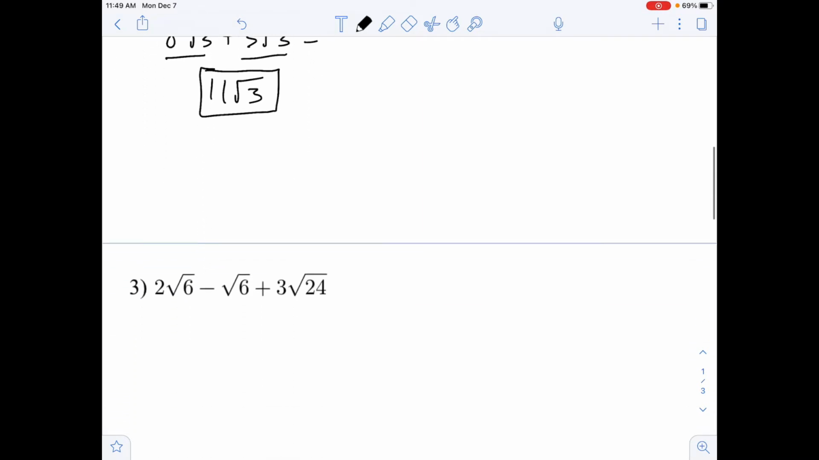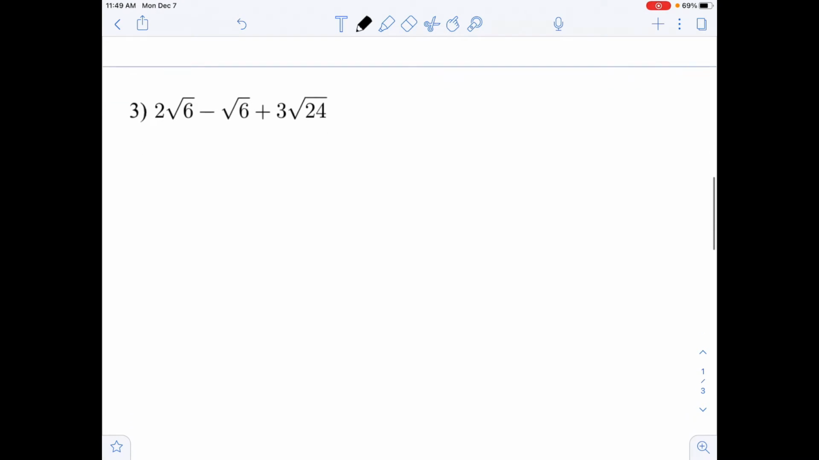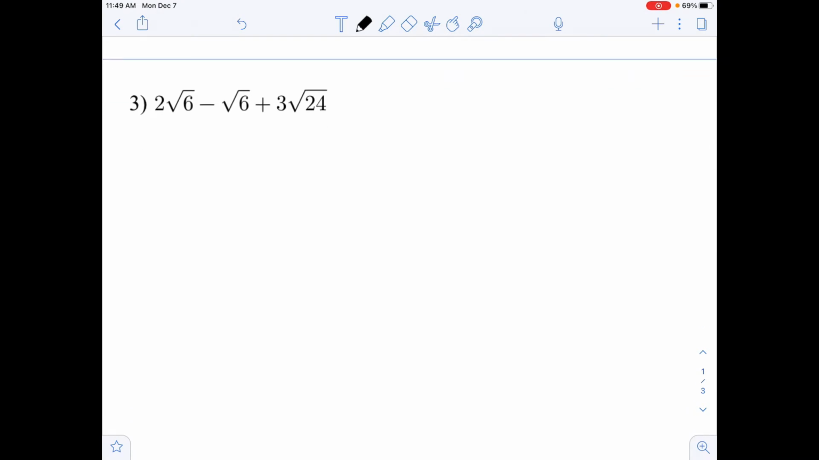So let's look at number three. We're going to add 3 radicals. We're doing the same thing: we're going to simplify all the radicals that we can and see if we can get them to be the same. They may or may not be able to get to be the same. It doesn't matter. We're just going to simplify them as much as possible. So 2 square roots of 6, nothing we can do there. Square root of 6, nothing we can do there. Plus 3, and we can say the square root of 24 is 4 times 6, because that is a perfect square, and we'll be able to take that out.